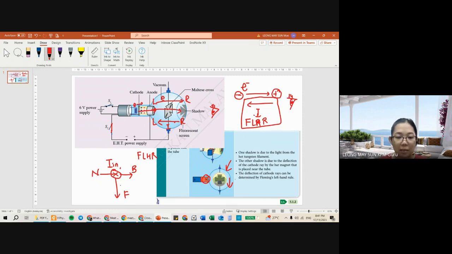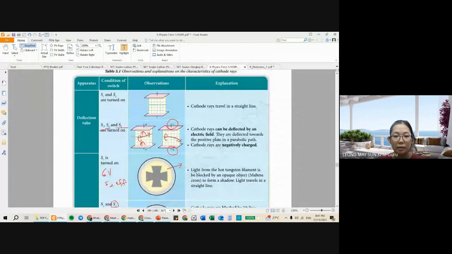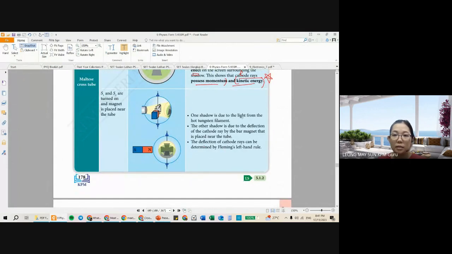And the force is actually pointing downwards. Our thumb is pointing downwards. So that's the reason why the shadow actually moved down. Okay. So let's go back to your slides. That's the reason why the deflection of the cathode can be determined by the Fleming left hand rule.